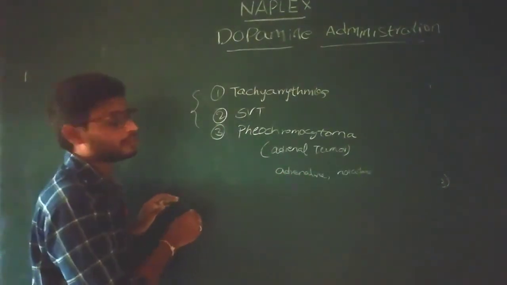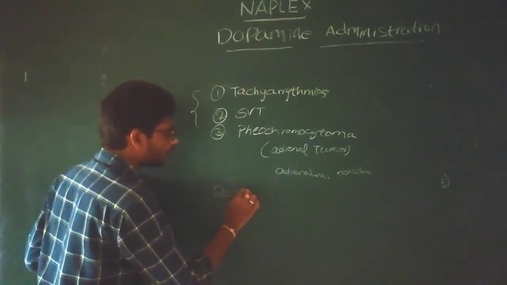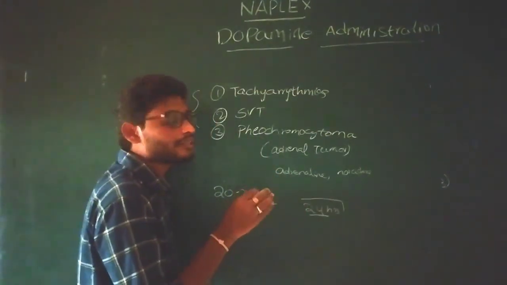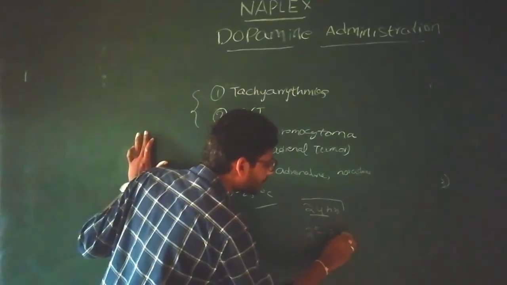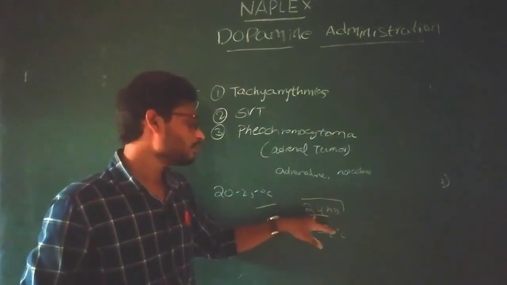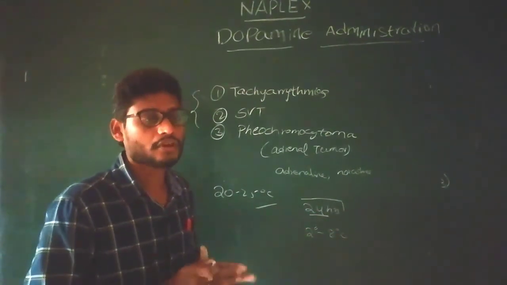Before the dilution, you can store the dopamine at a temperature of 20 to 25 degrees centigrade. If you store the diluted solution at a temperature of 2 to 8 degrees centigrade only, in these instances we will use the diluted dopamine solution up to 24 hours after dilution.